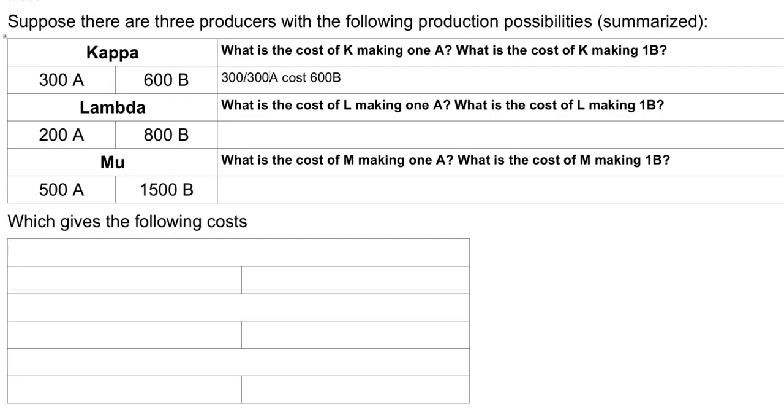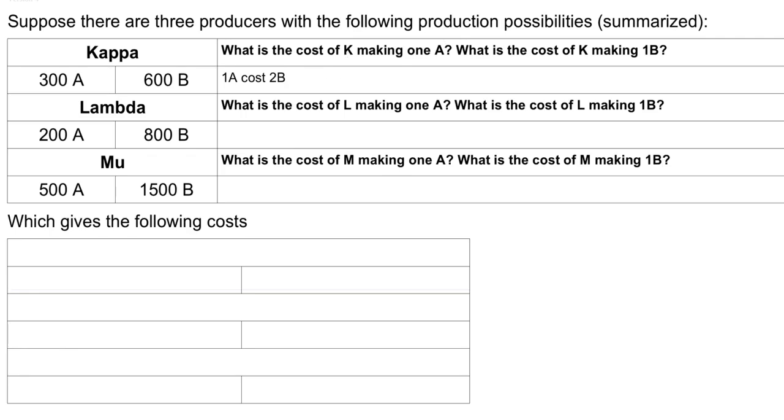If you're dividing this side of the equation by 300, you also have to divide this side of the equation by 300. And so you would get, I hope you see, if 300 A's divided by 300 is 1A, 600 B's divided by 300 gives you 2 B's. And so the cost of 1A, if kappa makes it, is 2 B's. So that's the cost of making 1A.